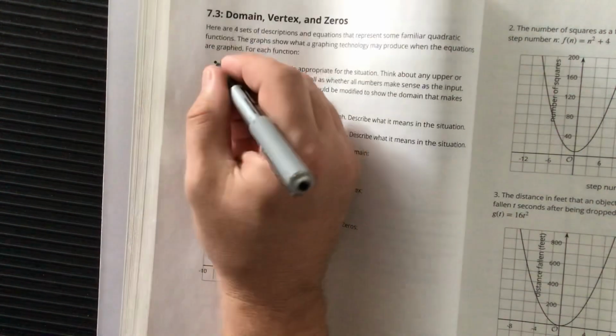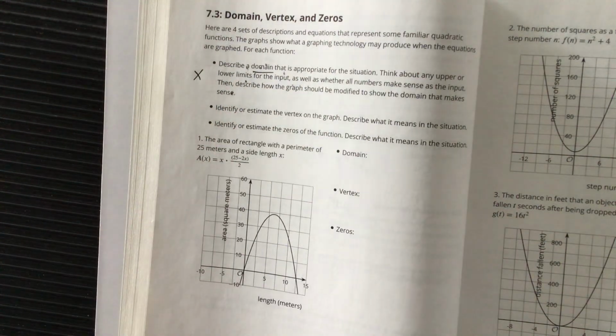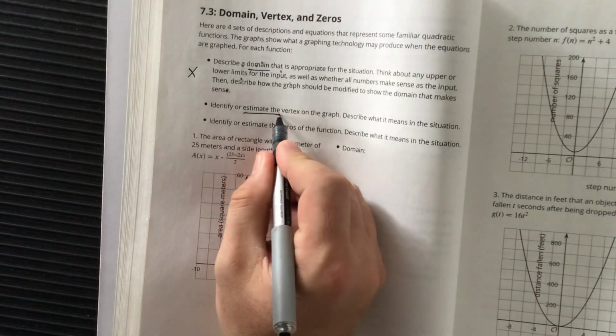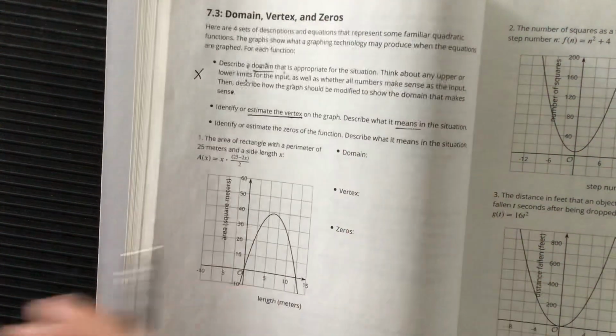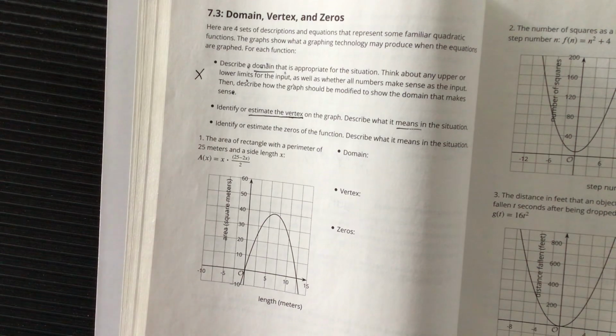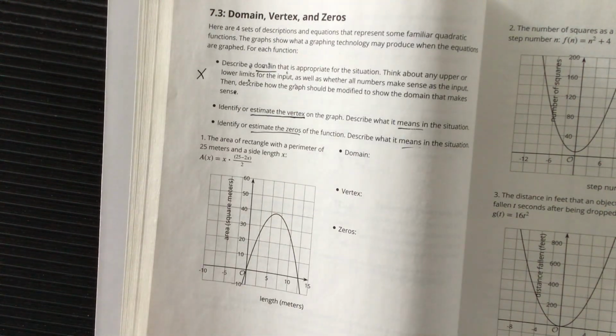Okay, so each one we're going to find a domain. Remember, that's your x's. What x's will work? Then it says identify or estimate the vertex. So hopefully we know what the vertex is after yesterday. And what does it mean in this problem? And then identify or estimate the zeros and what does it mean in this problem. So we're going to do all of those for this one.